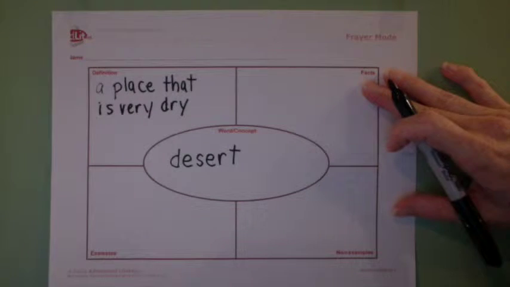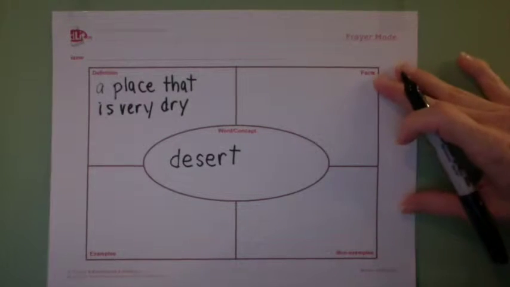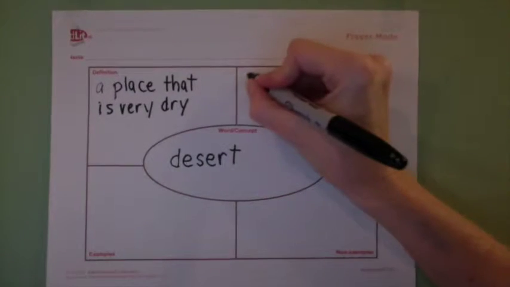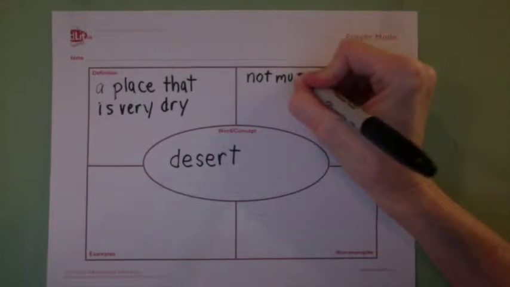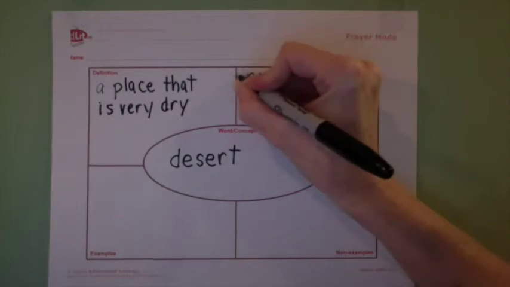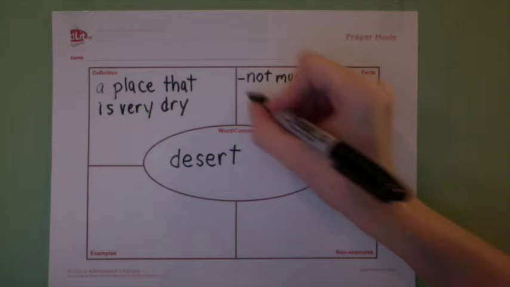Next, we're going to look at the facts about a desert. These are things that we know about deserts. Facts about the desert. So students might say that there is not much rain in a desert. And with first graders, I would keep these very brief.